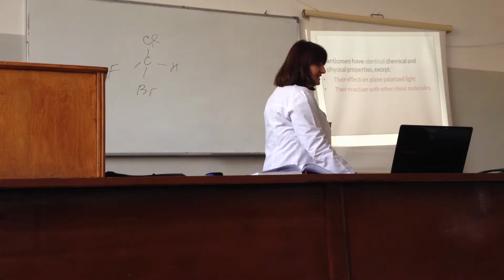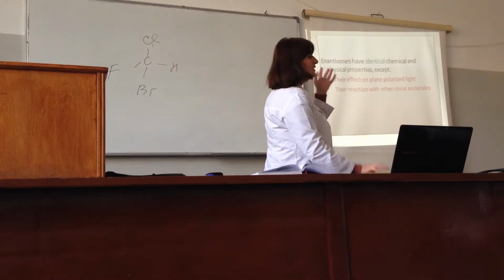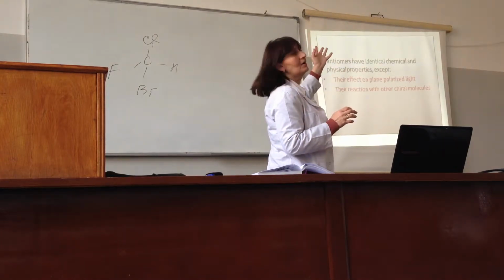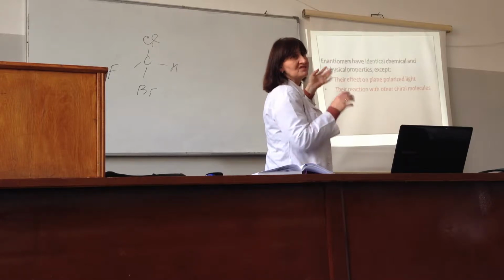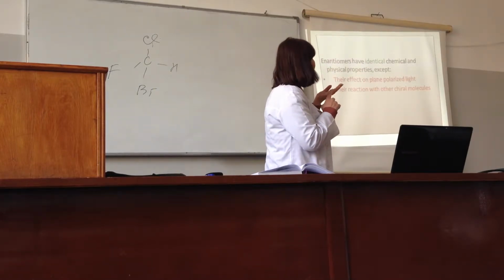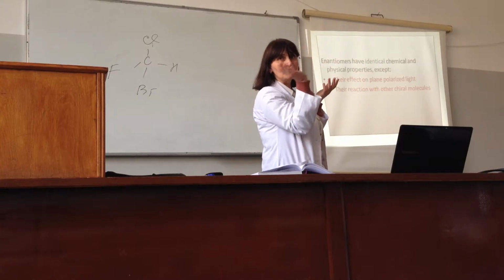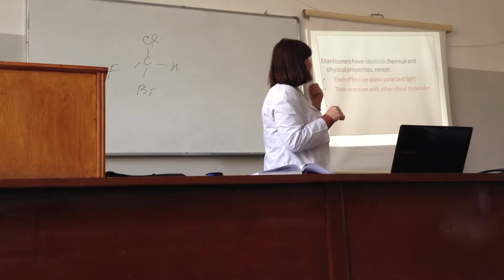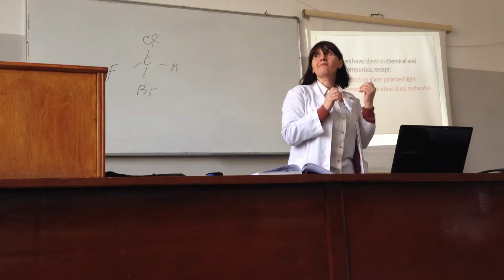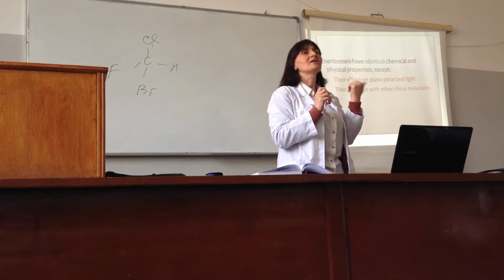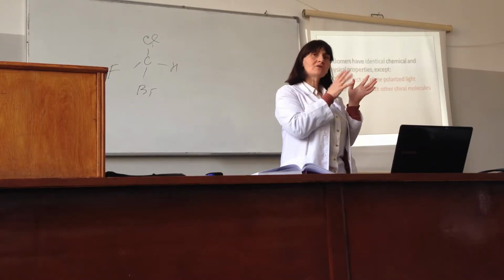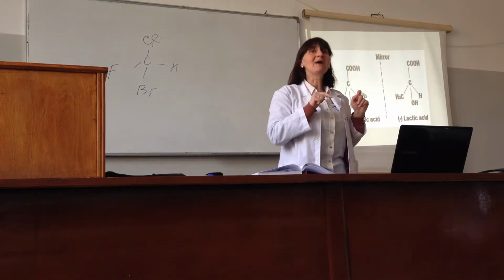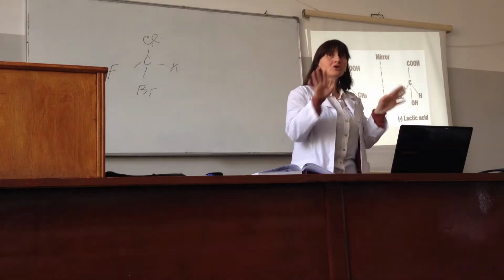A racemic mixture is not optically active. Once again, here is about their chemical properties. Their chemical and physical properties are the same, but they rotate plane-polarized light to the opposite directions. And second, their property is their reaction with other chiral molecules, so they can react with different mechanisms.